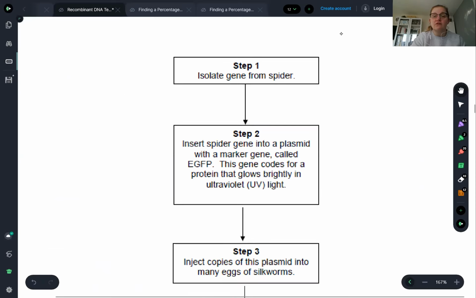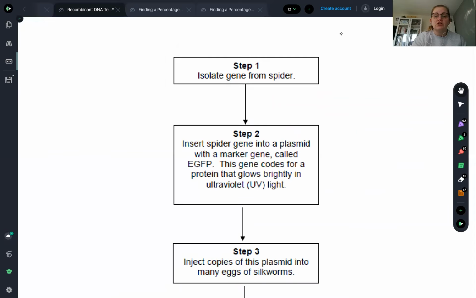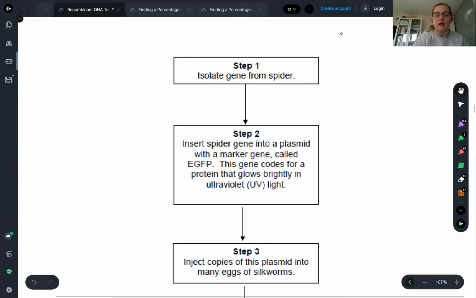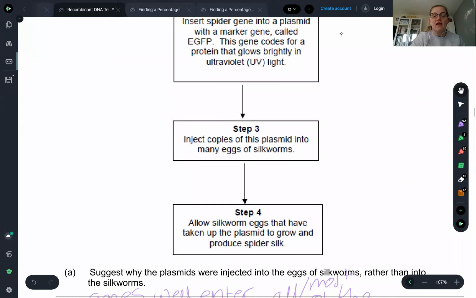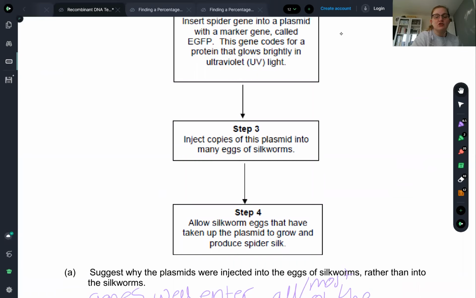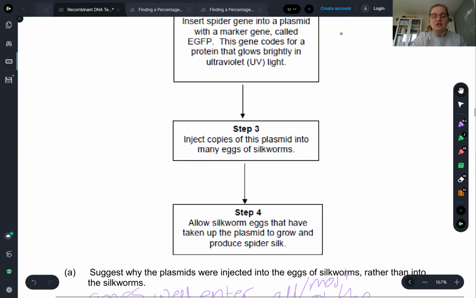So they isolate the gene from a spider, and insert the spider gene into a plasmid with a marker gene called EGFP. This gene codes for a protein that glows brightly in ultraviolet light. Inject copies of this plasmid into many eggs of silkworm, and then allow silkworm eggs to take up the plasmid to grow and produce spider silk. So the first question is, suggest why the plasmids were injected into the eggs of the silkworms rather than into the silkworms. So that is this part here about step 3. Insert copies of the plasmids here.